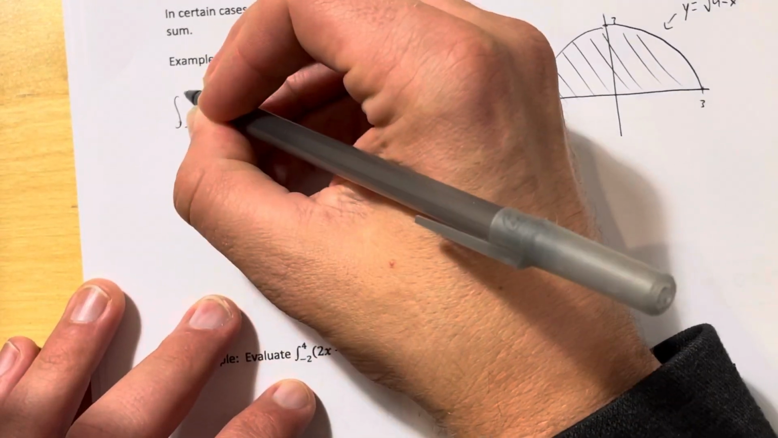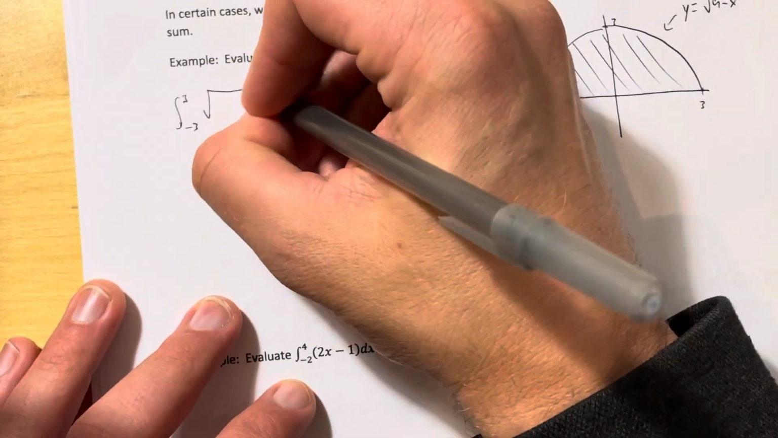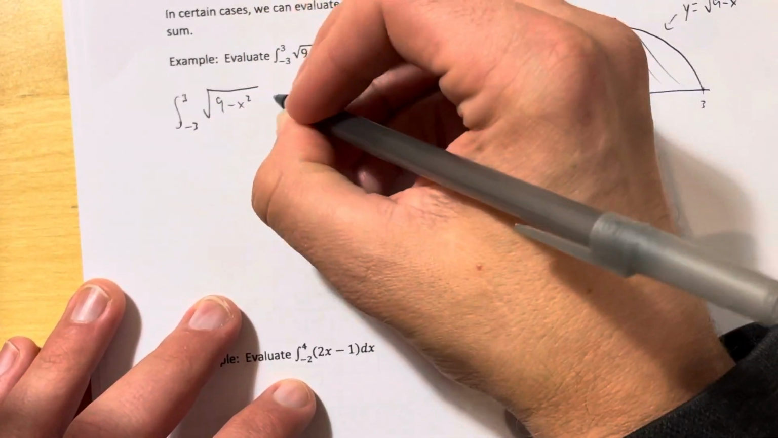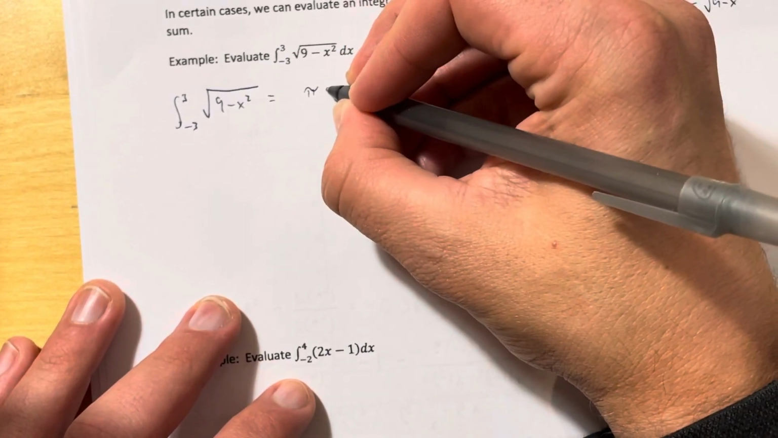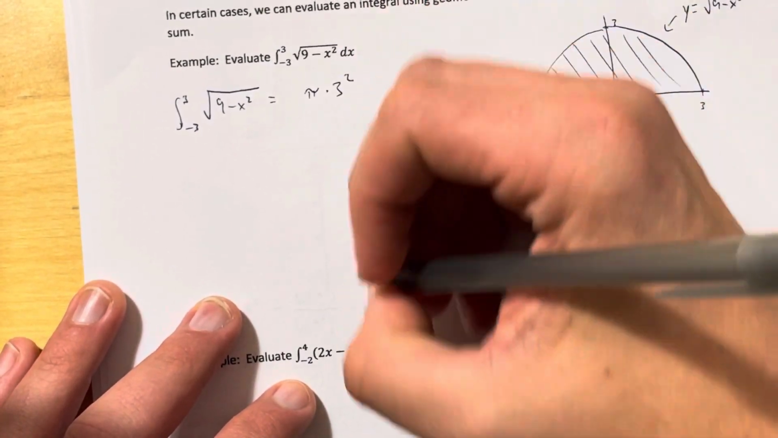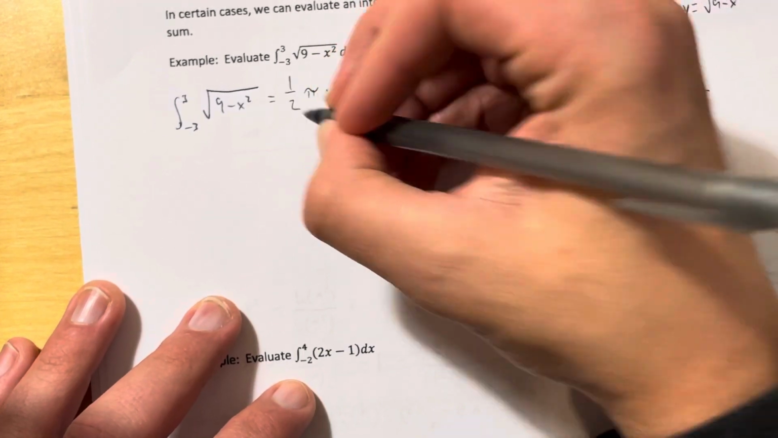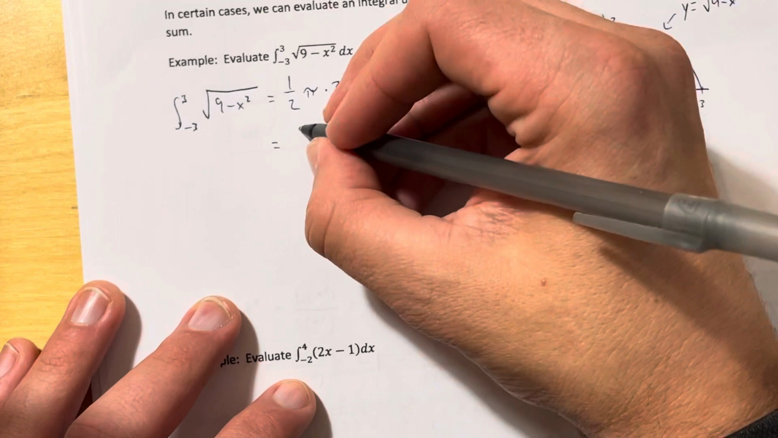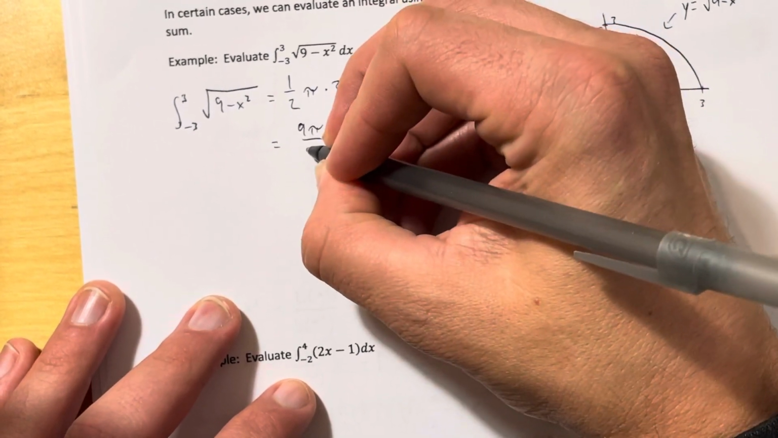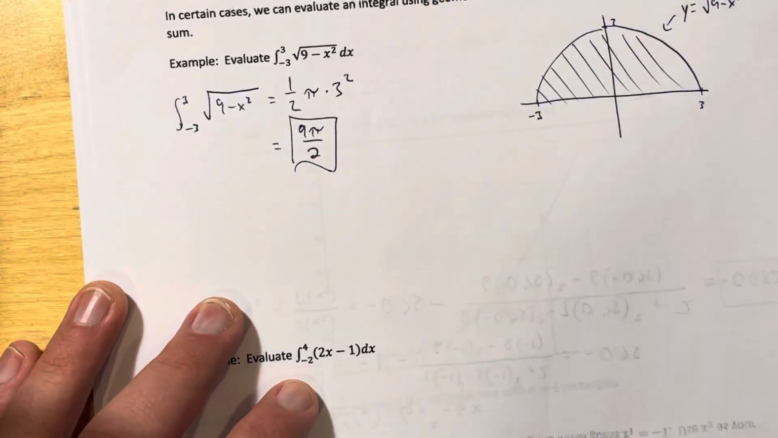This, 9 minus x squared. Area of a circle is pi r squared, so pi times 3 squared. A semicircle would be half of that. Okay, so this is equal to 9 over 2 times pi, or 9 pi over 2.